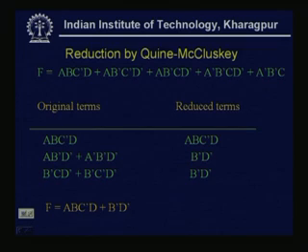So that means X plus X equals X, so B dash D dash remains. It becomes A B C dash D plus B dash D dash, which we have achieved from the table also. So the Quine-McCluskey method we can apply as an automated reduction procedure.